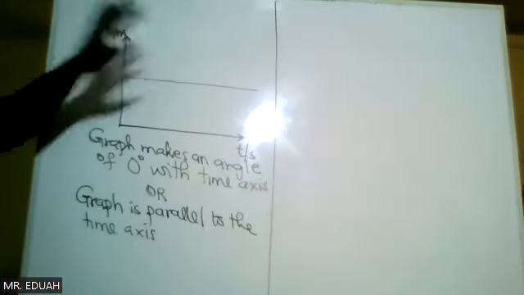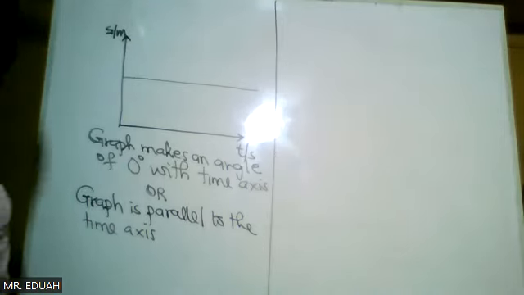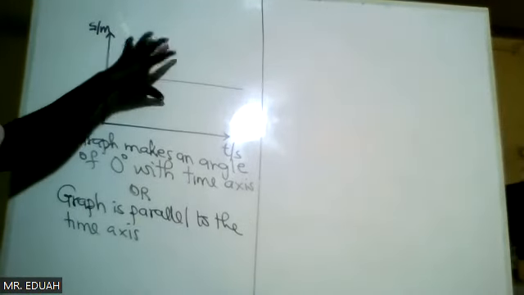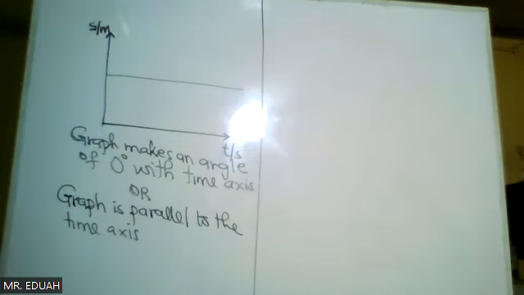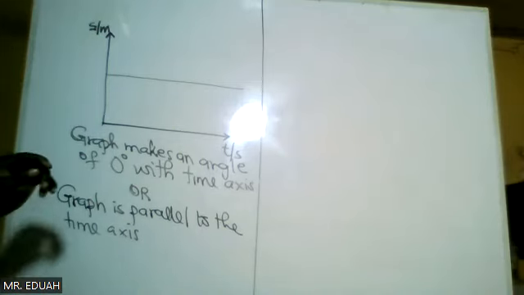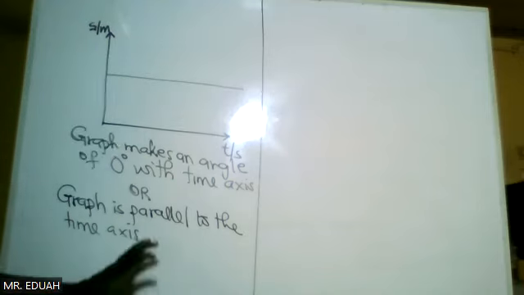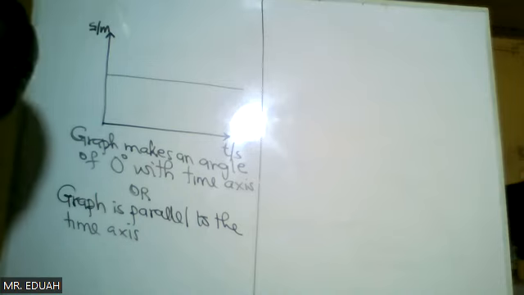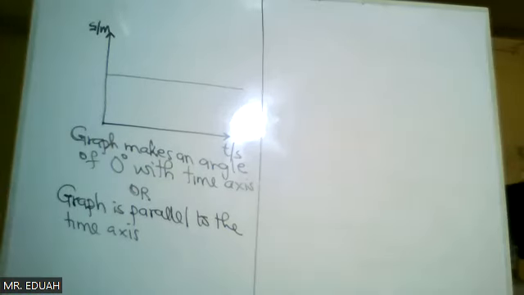What kind of motion is this? Yes, it's an open question. Anybody can answer. If you have a displacement time graph and the motion is parallel to the time axis, what kind of motion is this? Any contribution? Yes, Dakun, go ahead. It means that the motion is constant.